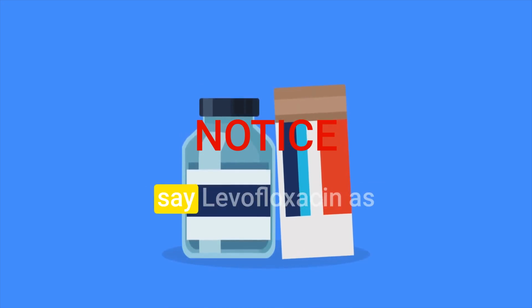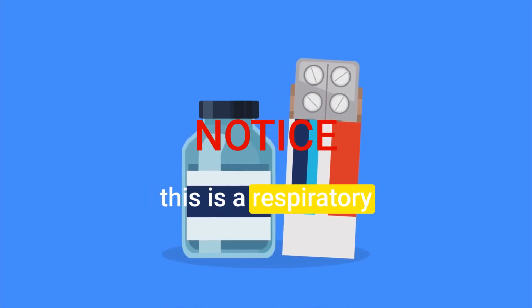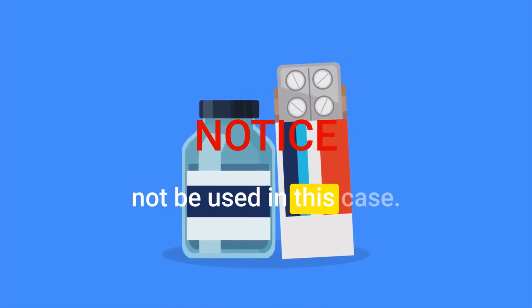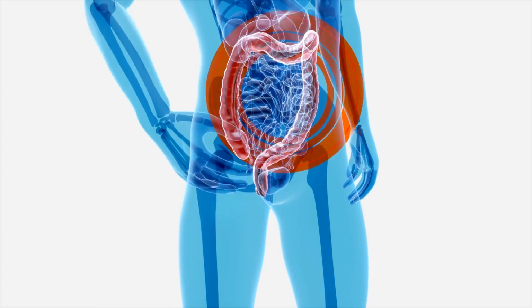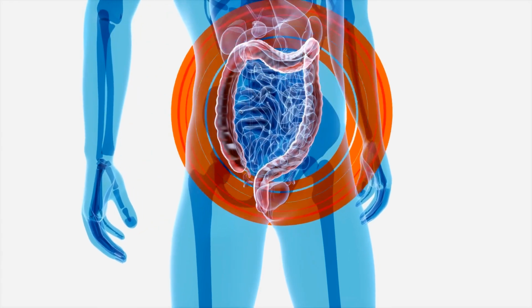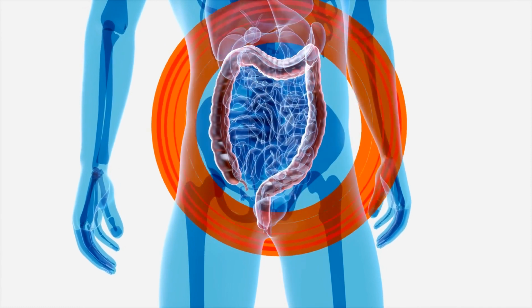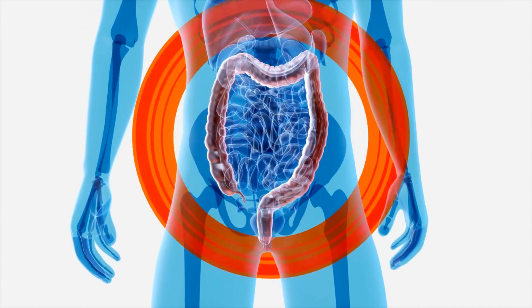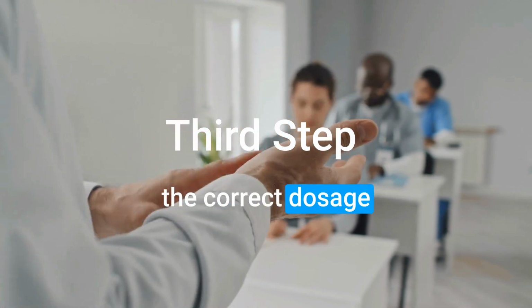Notice how we did not say levofloxacin, as this is a respiratory quinolone and should not be used in this case. Always consider the drug penetrance as well as the ability to concentrate in the organ we are treating. For example, nitrofurantoin has great MRSA coverage, but we would not use it for a skin MRSA infection due to it primarily concentrating in the bladder. Third, prescribe the correct dosage and duration.